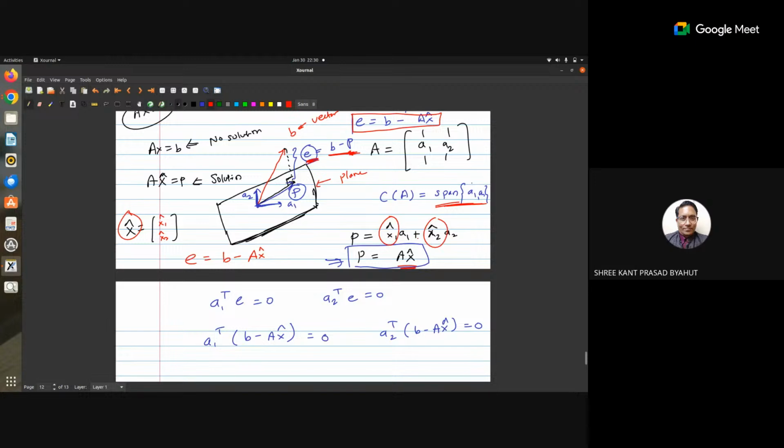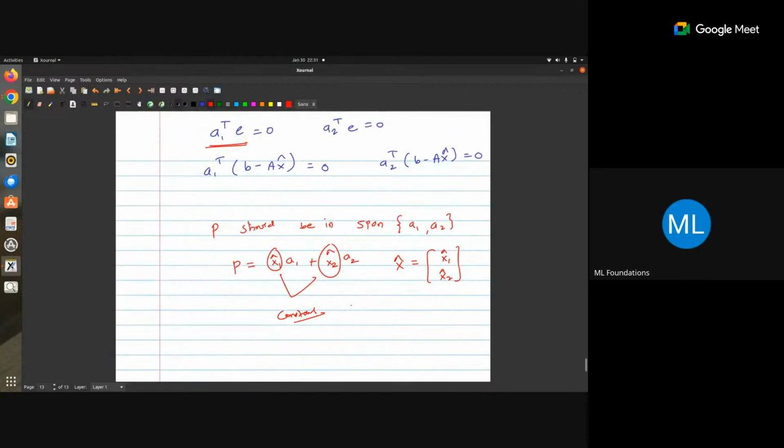Does that mean this E is perpendicular to the plane? That means E is perpendicular to both A1 and A2, right? Correct. And that I can write because they are orthogonal to each other: A1 transpose E equals 0 and A2 transpose E equals 0. So A1 is a vector, E is also a vector, A2 is also a vector. So I can write these two equations. I hope this part is fine.